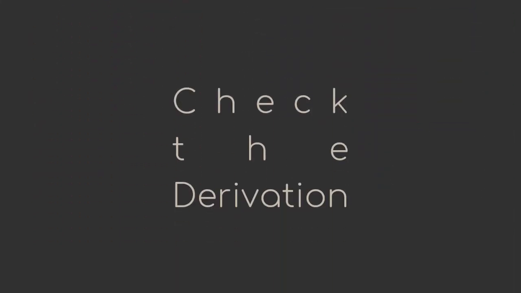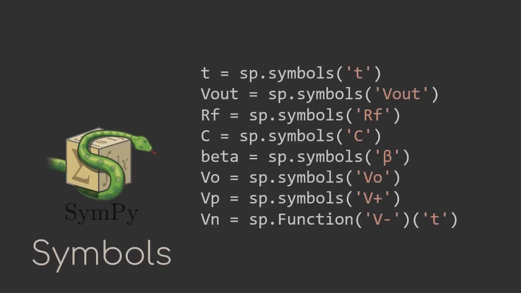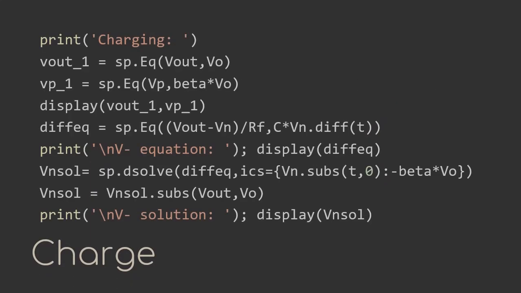So we try to build our own model. We use SymPy to solve the charging and discharging differential equation of the RC circuit. Then, we compare it with our math model derived in the previous section.